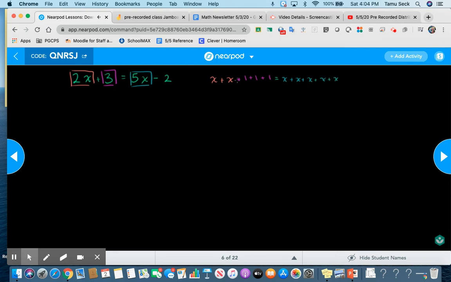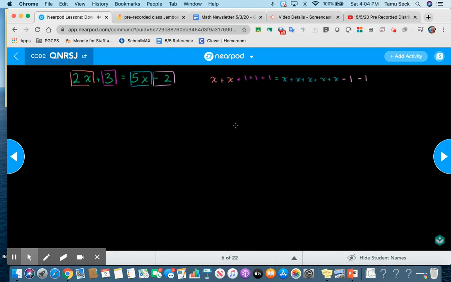And I want to make it clear, you would never actually have to do it this way when you're solving the problem. You would just have to do the algebraic steps. But I'm doing this so you can visualize what this equation is saying. The left-hand side is these 2 orange x's plus 3. The right-hand side is 5x minus 2. So minus 2 I'll do in pink, as minus 1 and minus 1.